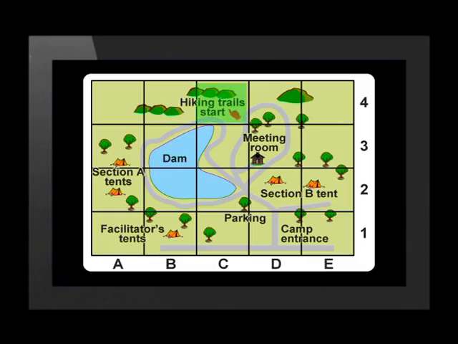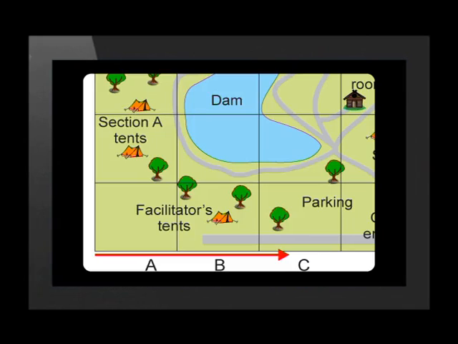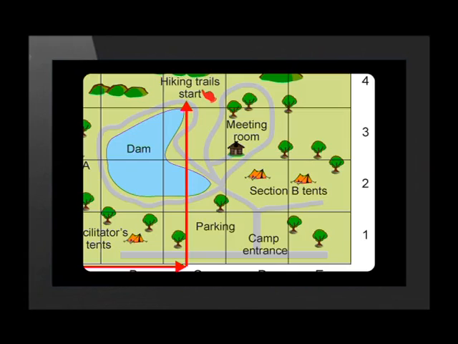The hiking trails are in C4. We find square C4 by going along the column C and then up to row 4. C4 is made up of two parts. The first coordinate, C, tells us how far across to go. The second coordinate, 4, tells us how far up to go.